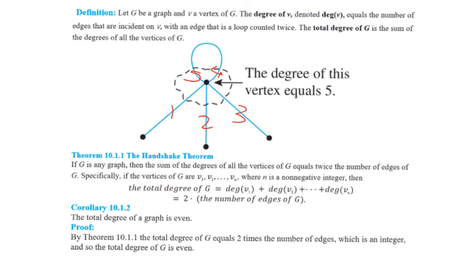And a very direct conclusion of this theorem is corollary 10.1.2, which basically says the total degree of a graph is even. Why? Because it's equal to 2 times an integer. As you see, the total degree of G is equal to 2 times an integer, which is the number of edges of graph G. So the proof is very easy for the corollary 10.1.2, but we did not prove the handshake theorem, although you can find the exact proof in the book.